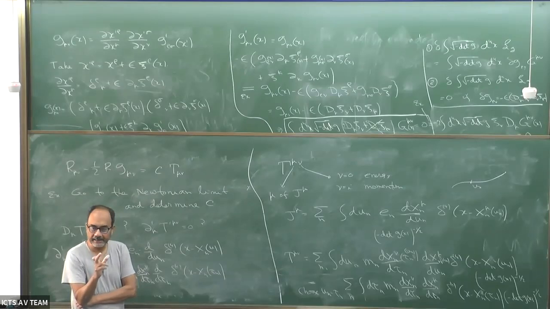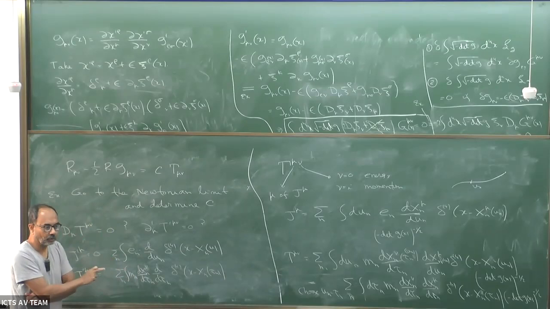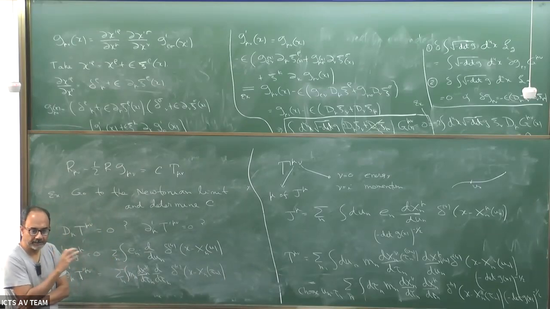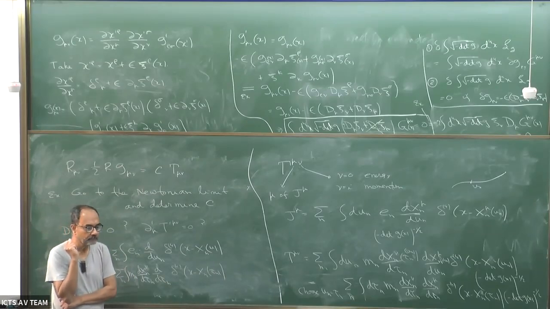So we see that we have to use the equation of motion for x to conclude that the energy momentum tensor is conserved. Is that clear? Right? In the local inertial frame, it's the free particle equation of motion. In the other frames, it will be some geodesic equation. Is it clear?